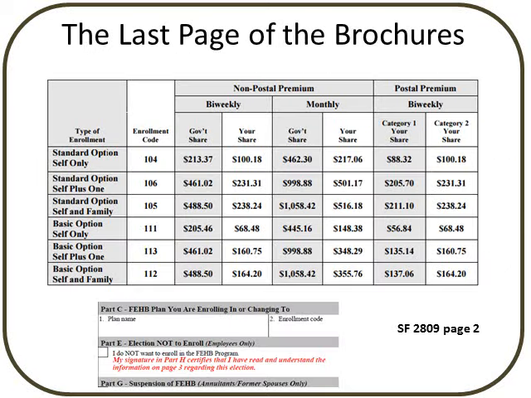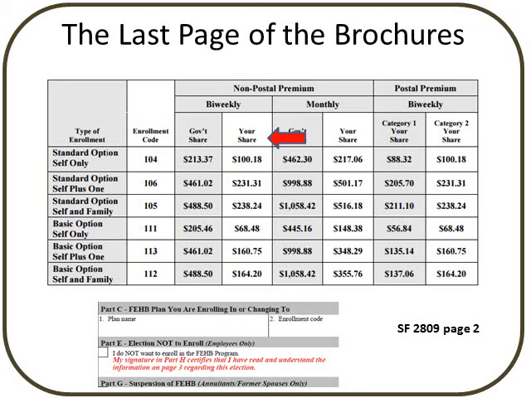The final page of the brochures is going to provide you with the enrollment code. So it'll tell you the type of enrollment, and this goes in box C on that SF2809 form. The 3-digit enrollment code is most important because this is what we enter into the personnel system for the plan you chose. This is where you find the information, and this is where you enter it on the SF2809.